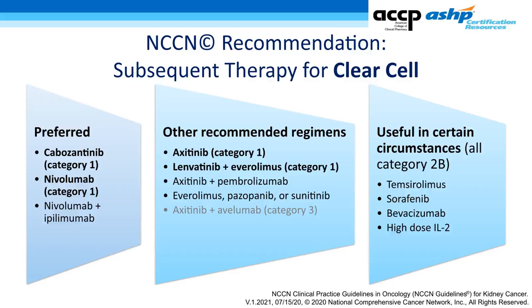So you can see for subsequent therapy, after first-line therapy for clear cell renal cell carcinoma, the preferred treatments for second-line therapy would be cabozantinib or nivolumab as category 1 recommendations, with nivolumab and ipilimumab combination as a category 2A recommendation, which in our previous case, cabozantinib was the better answer than combination nivo-ipi as a category 1 recommendation. Other recommended regimens could include axitinib, lenvatinib, and everolimus. Both have category 1 in this other recommended regimen. And then you can see they're useful in certain circumstances, some of the same drugs that we have talked about before.